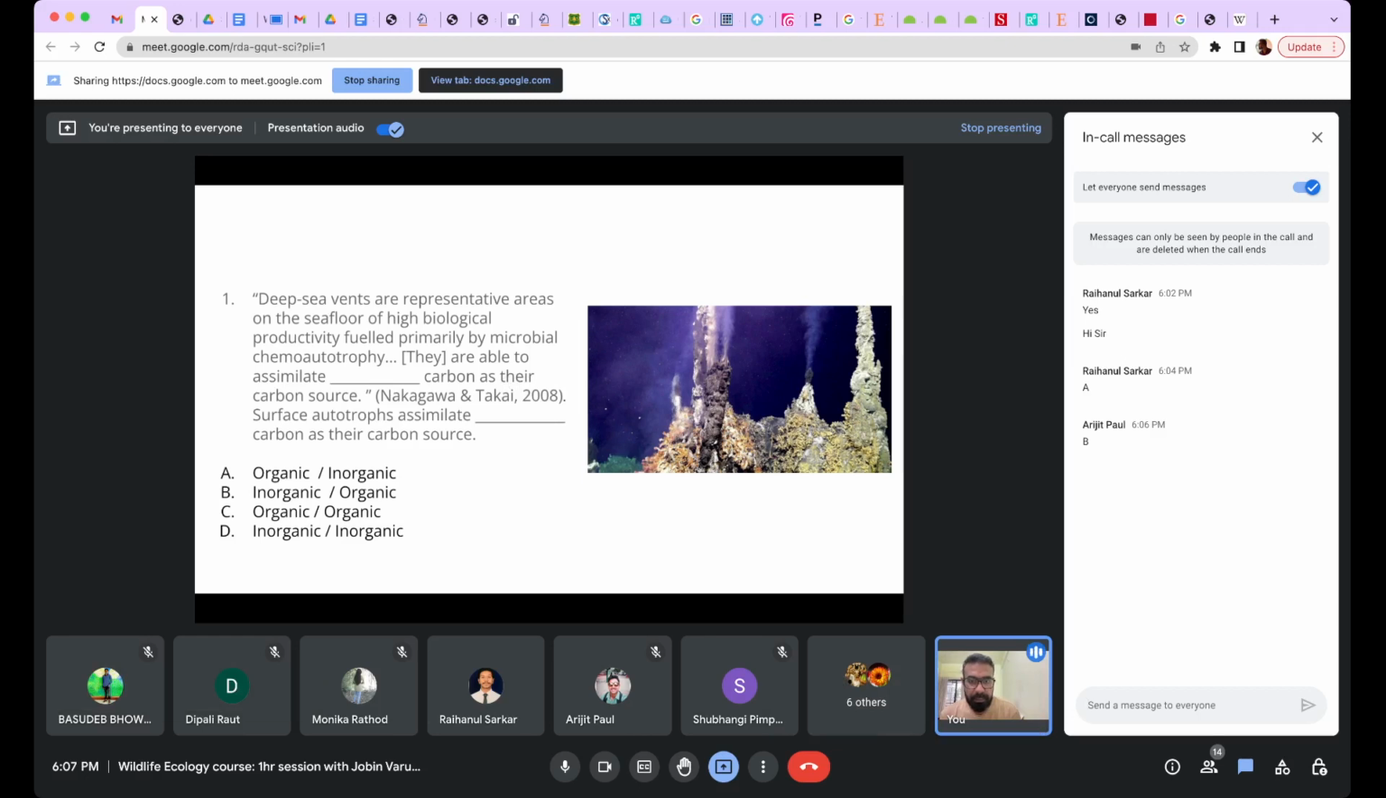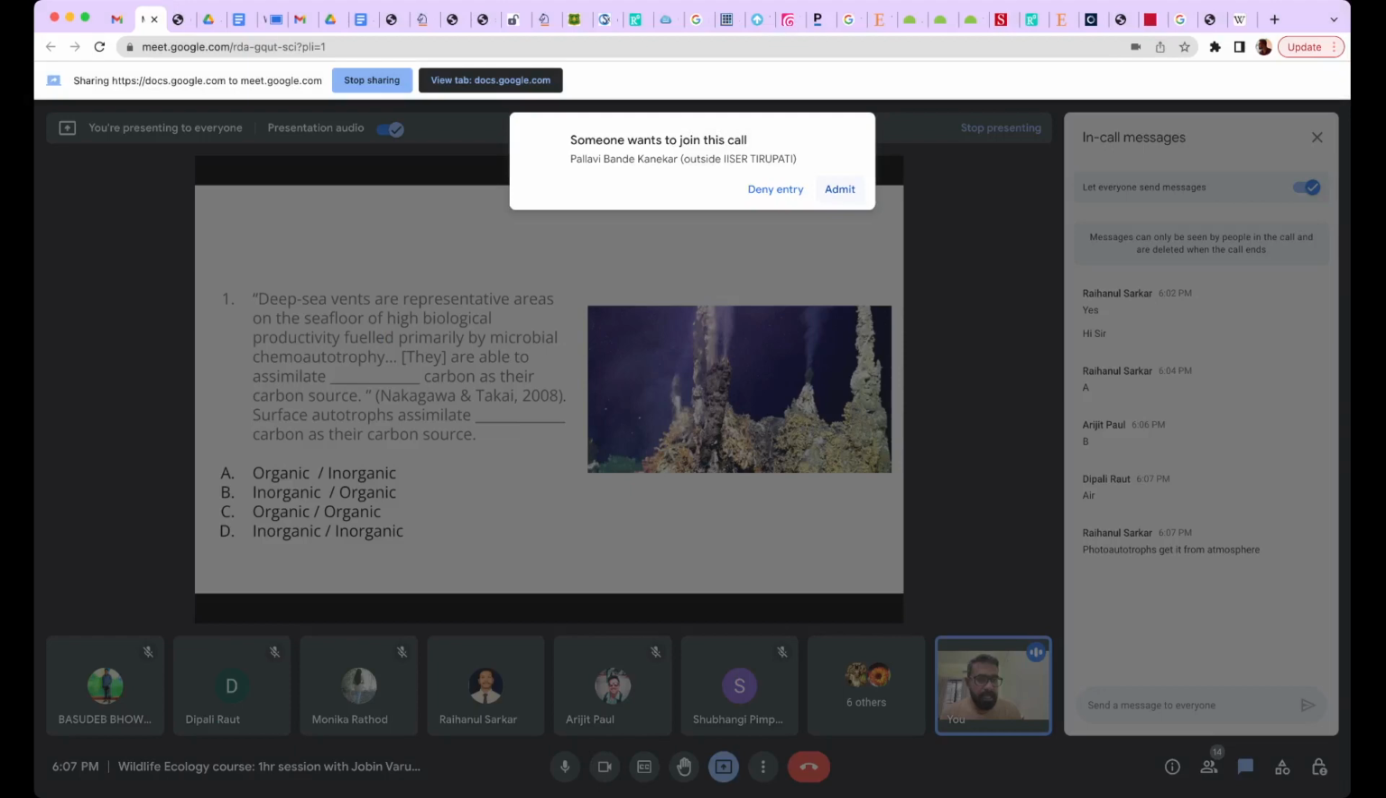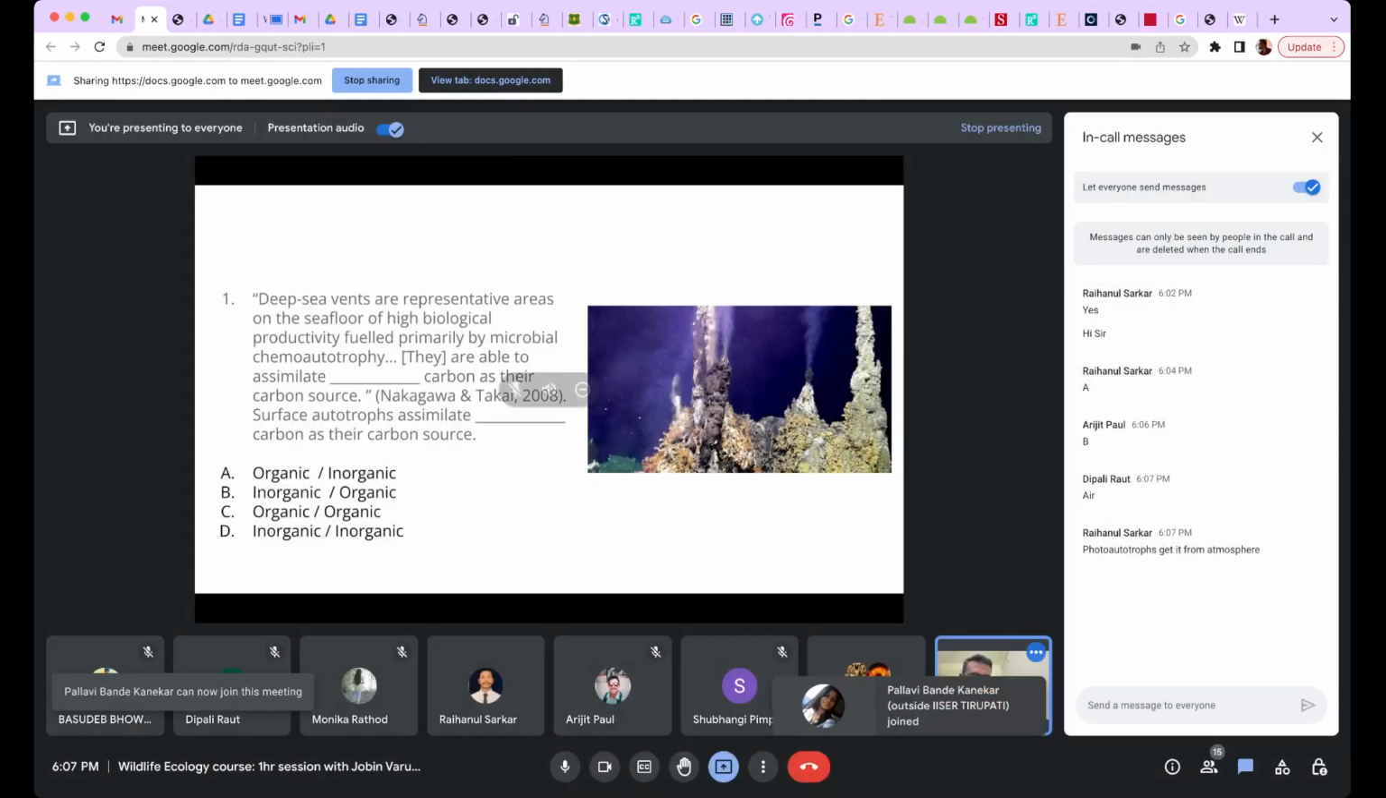So plants make carbohydrates, C6H12O6, that's how I remember, that's glucose. But they get it from the atmosphere in the form of CO2. So Raihanul says plants get their carbon from atmosphere in form of CO2. Is CO2 an inorganic carbon or organic carbon?